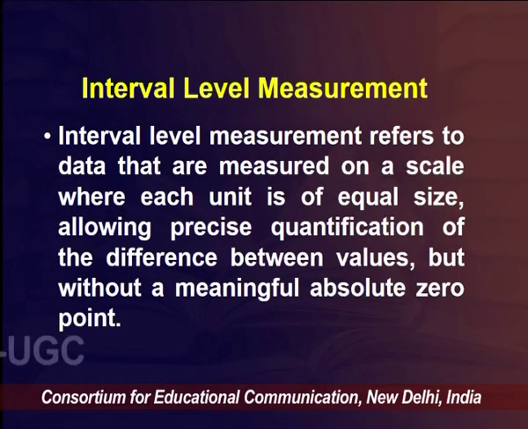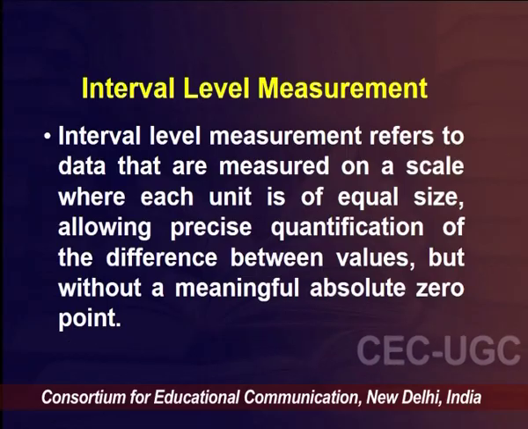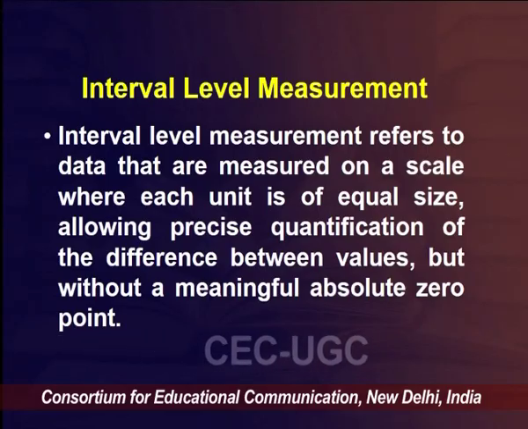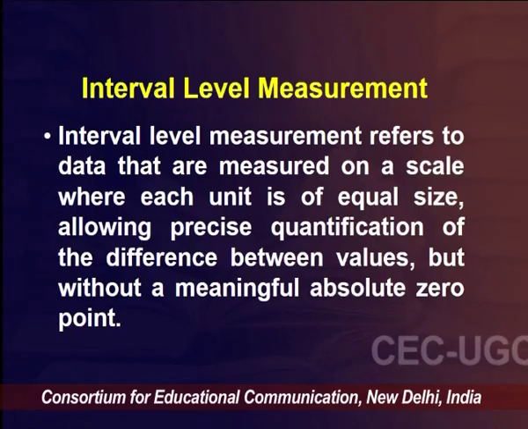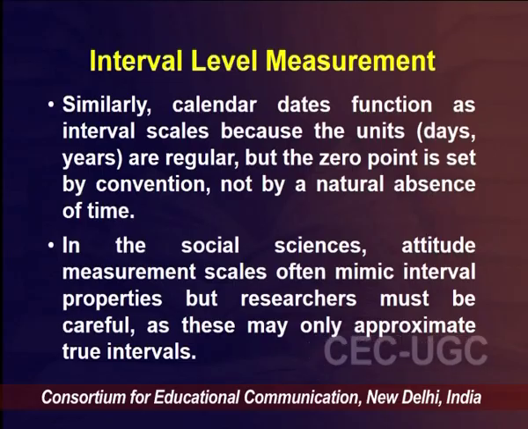Third is the interval level measurement. Interval level measurement refers to data that are measured on a scale in which each unit is of equal size, allowing precise quantification of the difference between values, but without a meaningful absolute 0 point. Classical examples of interval data include temperature measured in Fahrenheit or Celsius. The interval degrees are consistent and equal throughout the scale, but 0 does not represent the total absence of temperature.